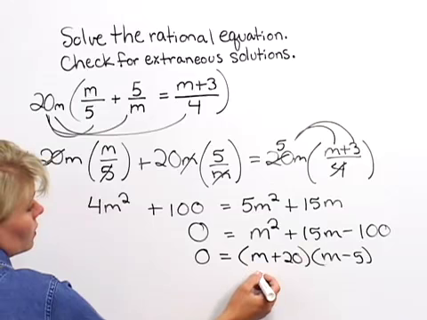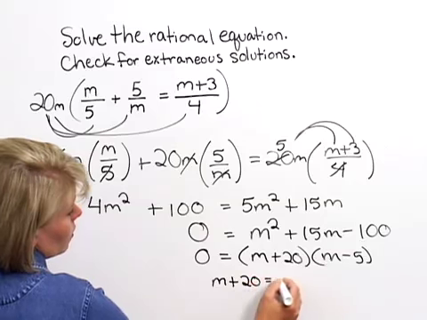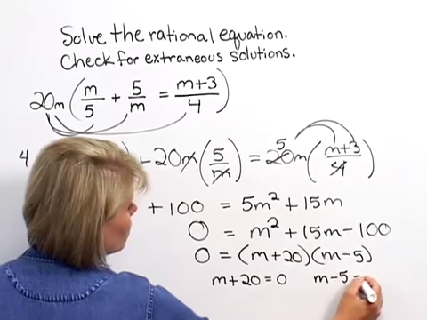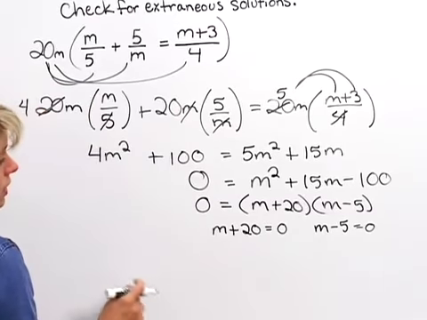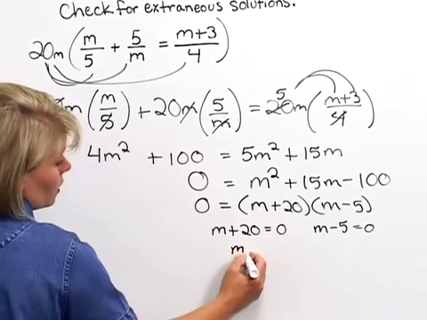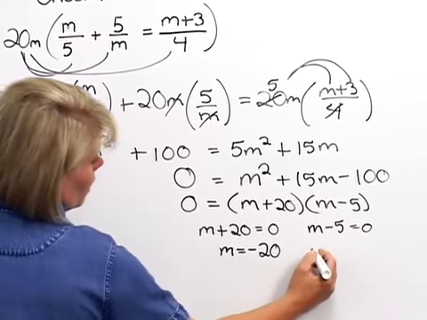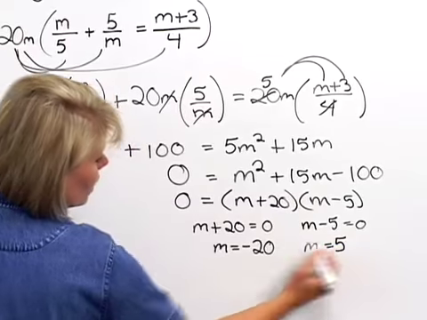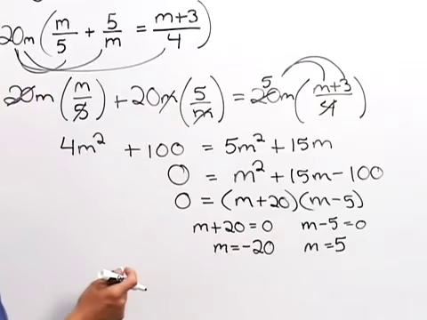We now can use our zero principle, where we have m plus 20 equaling 0 for one possible solution, and m minus 5 equaling 0 for the other solution. This or this would work perfectly fine in our equation. So we'll go ahead and subtract 20 from both sides here. One possible answer would be negative 20, and add 5 here, so that would give us the other possible answer of 5. So we could have m equal negative 20, or m could equal 5.